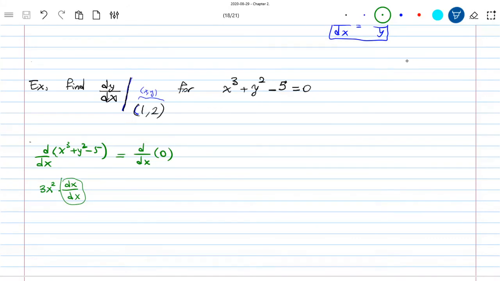I'm taking the derivative of x cubed, it will be 3x squared, but since the variable is x, I take a derivative of x with respect to x as well. dx over dx is simply 1, so I don't need to write this.